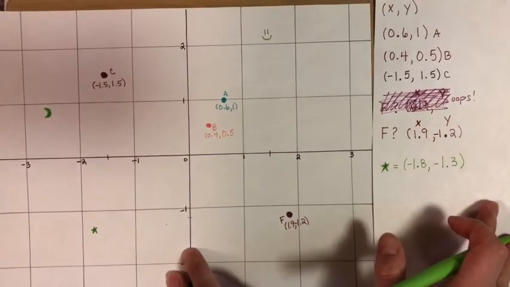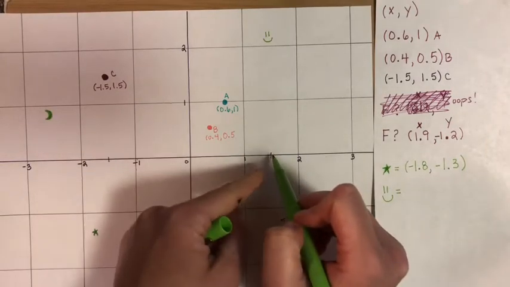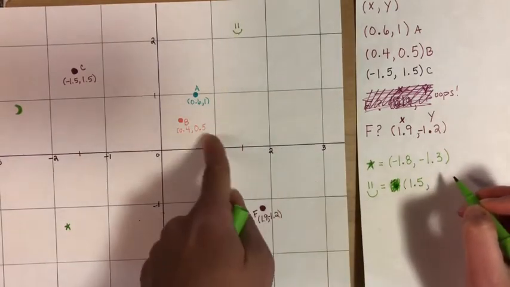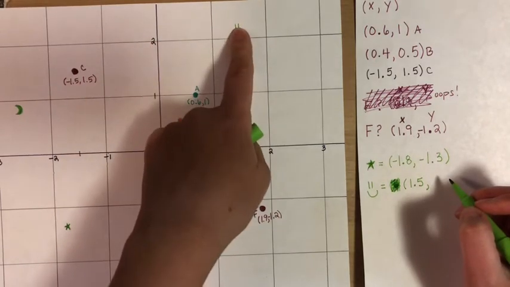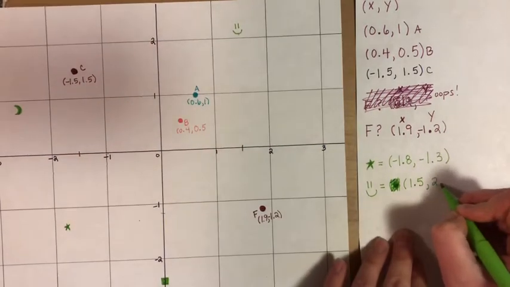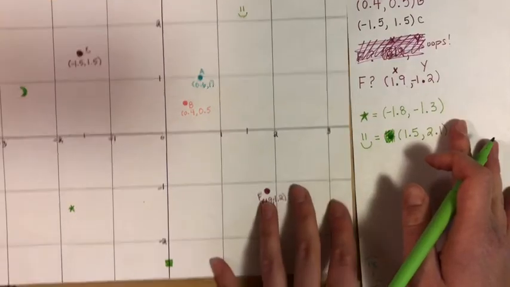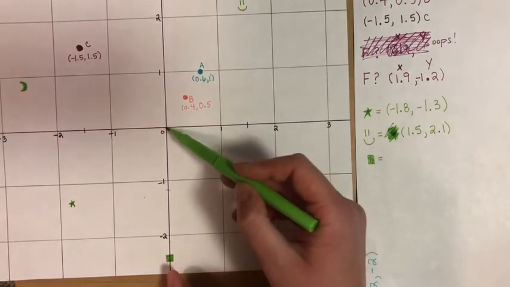Now let's do the smiley face. We're going to go over about 1.5, and then we went up to at least 2, and then it's a little bit past the 2, so maybe 2.1. For the square down here, we went over 0.